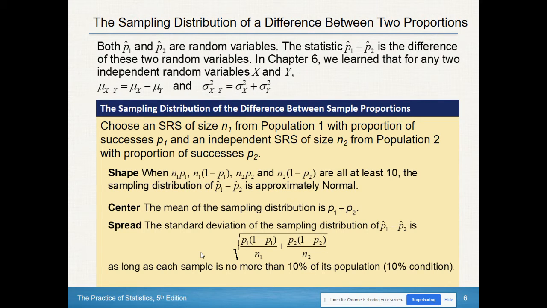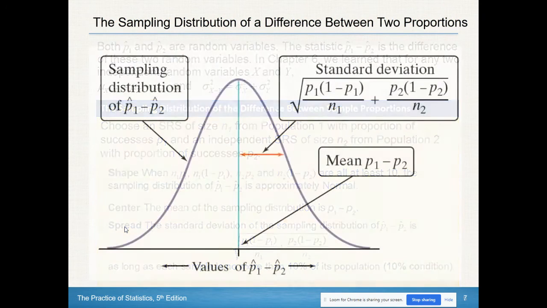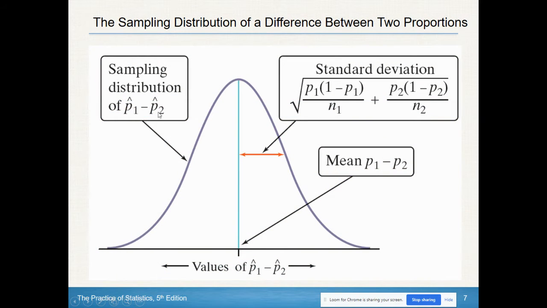Regardless, these formulas are on your formula sheet. They're on your pink formula sheet, so they're there for you. This is, of course, as long as each sample is less than 10% of its population, you have to check the 10% condition. All right, so you've got your sampling distribution of P hat 1 minus P hat 2. It has a mean of P1 minus P2, and it has a standard deviation, this right here, this big mess.